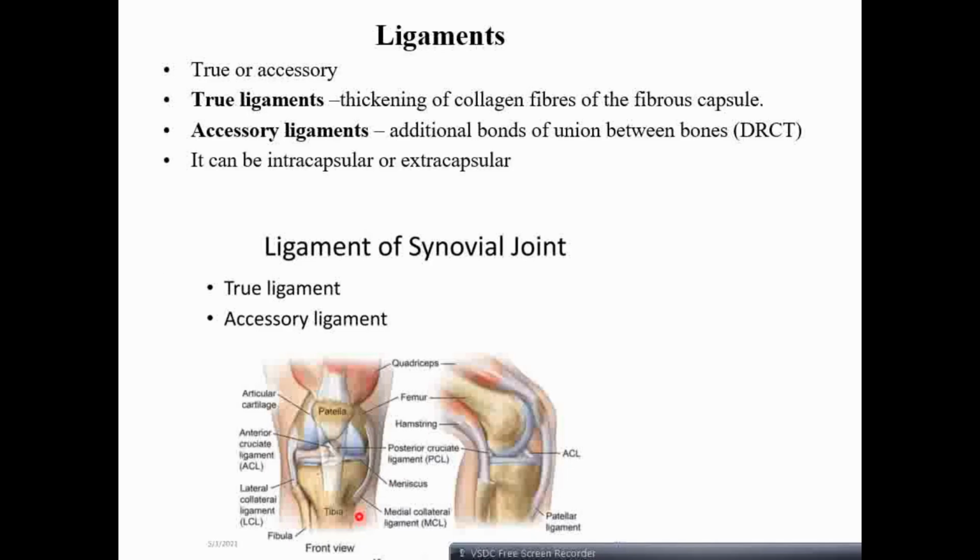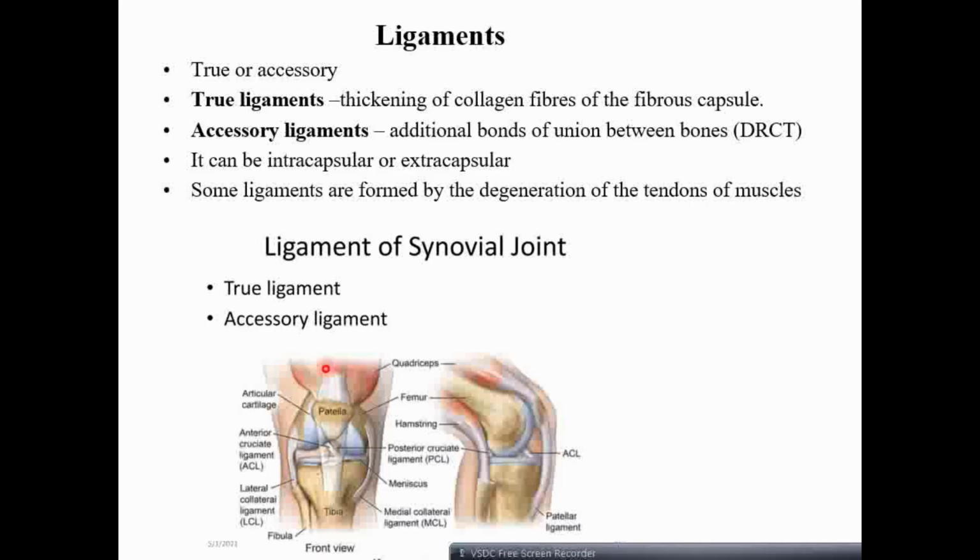Ligaments can be intracapsular or extracapsular. Intra means it is lying inside. For example, you can see the anterior cruciate ligament of your knee joint, and this one is extracapsular, meaning outside the capsule. So some ligaments are also formed by degeneration of the tendons of the muscles.